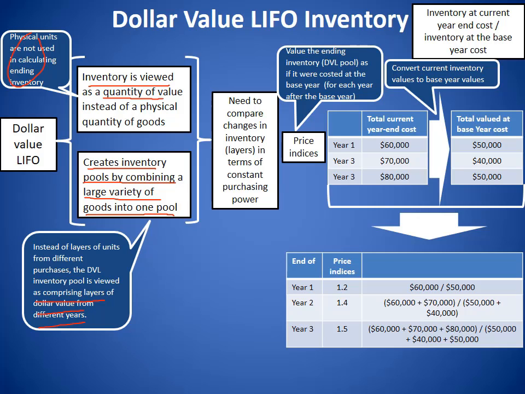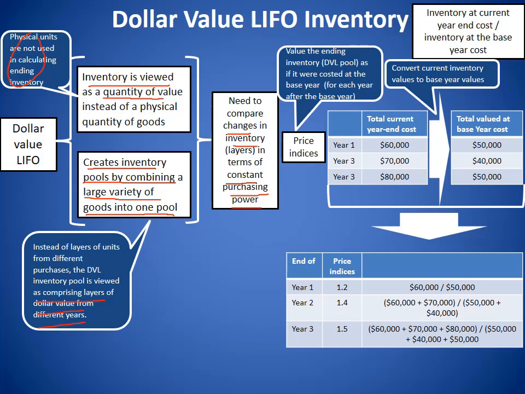Obviously, if we want to compare inventory costs that were created in 1964 against inventory costs that were created in 2017, it's pretty intuitively obvious that it would not be easily measurable in terms of true change, simply because of inflation. So we need to compare these changes in our inventory dollar levels or layers in terms of constant purchasing power. So we have to go through a price index calculation.